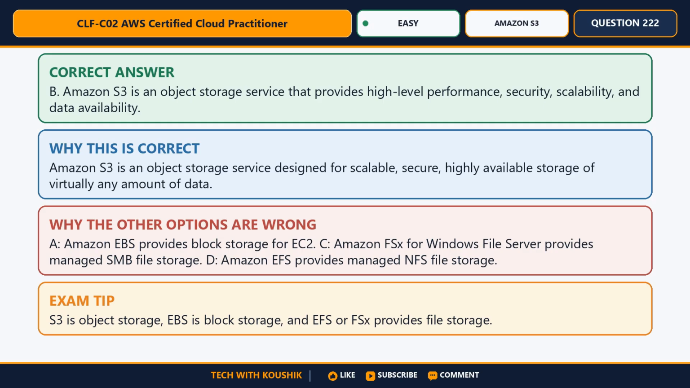A. Amazon EBS provides block storage for EC2. C. Amazon FSx for Windows File Server provides managed SMB file storage. D. Amazon EFS provides managed NFS file storage. Exam tip. S3 is object storage, EBS is block storage, and EFS or FSx provides file storage.